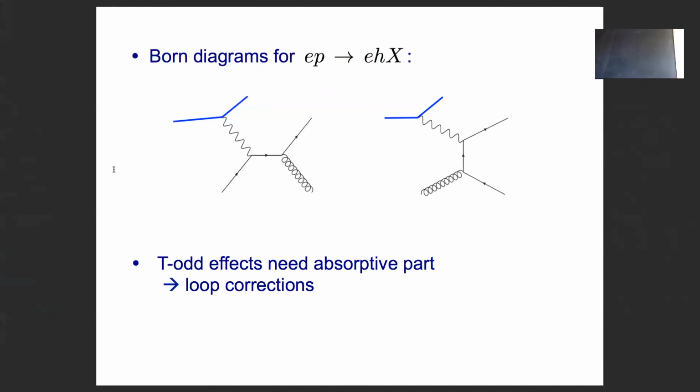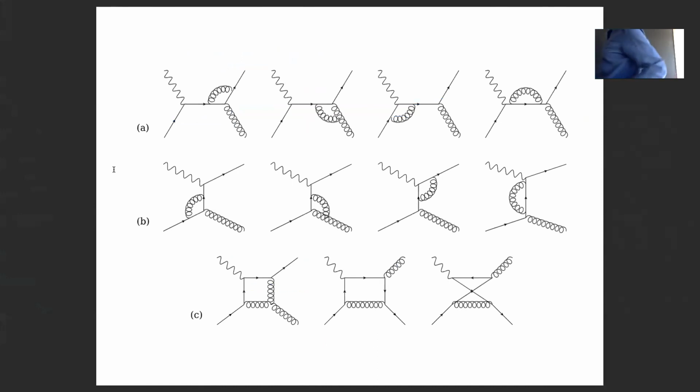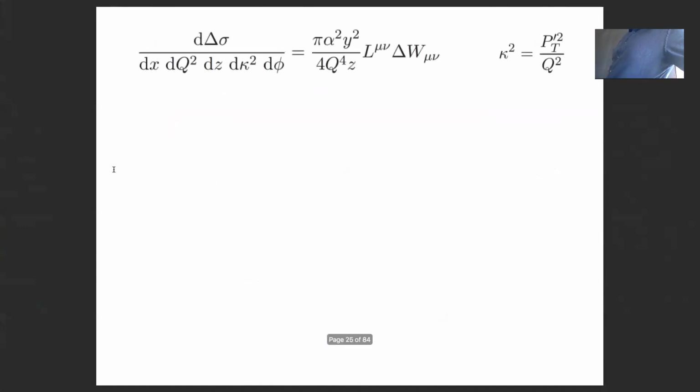But now, since this is a T-odd effect, you need an absorptive part in your scattering amplitude, and you get that from loop corrections, right? So you need a loop correction in order to get such an asymmetry in the first place. Once you go beyond lowest order, you get all kinds of loop corrections, especially box diagrams, which are known to produce imaginary parts. The idea is simply to compute these and get the first leading effect for such an asymmetry.